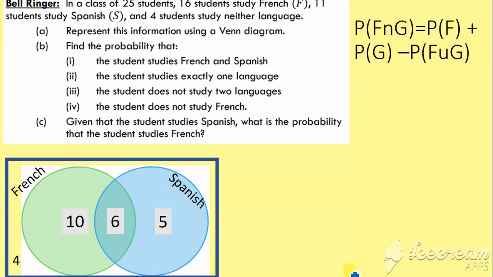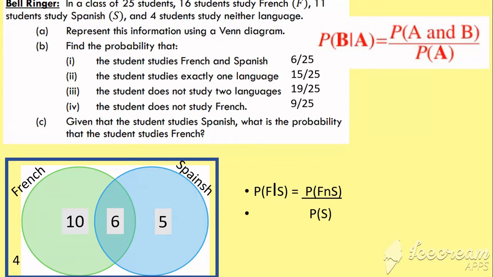Students studied French and Spanish. That's going to be my little bit, so it's going to be 6. Add them all together to get 25, so it's going to be 6 out of 25. A student studies exactly one language, so it's just my 10 and my 5 that add up to 15. A student does not study 2 languages, so it's everything apart from the 6. A student does not study French, that's just my 5 from the Spanish and my 4, which makes it 9. Right, the last one is what I want to focus on.